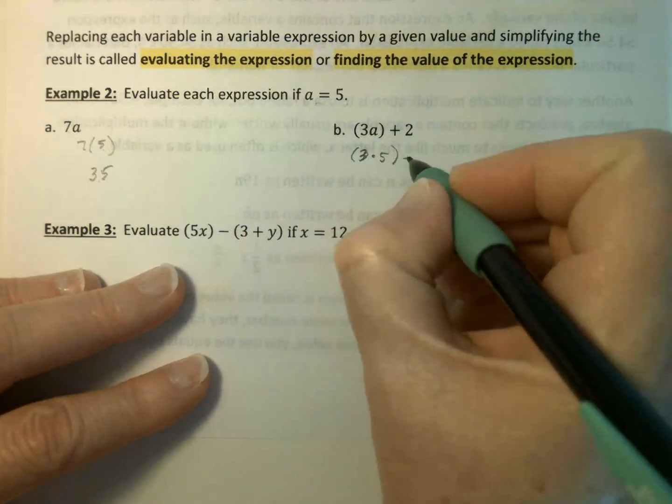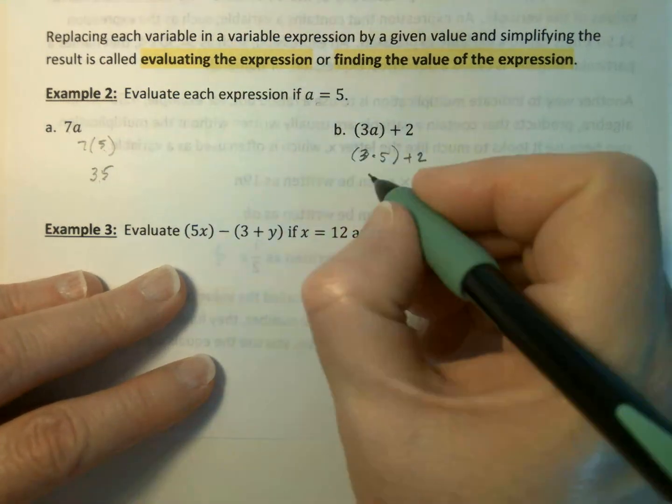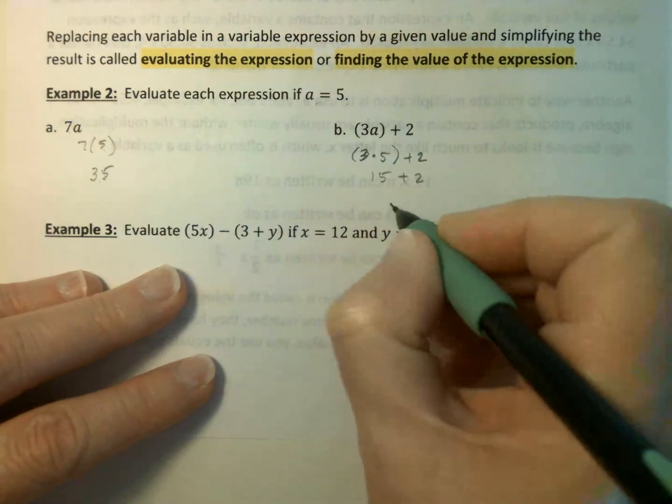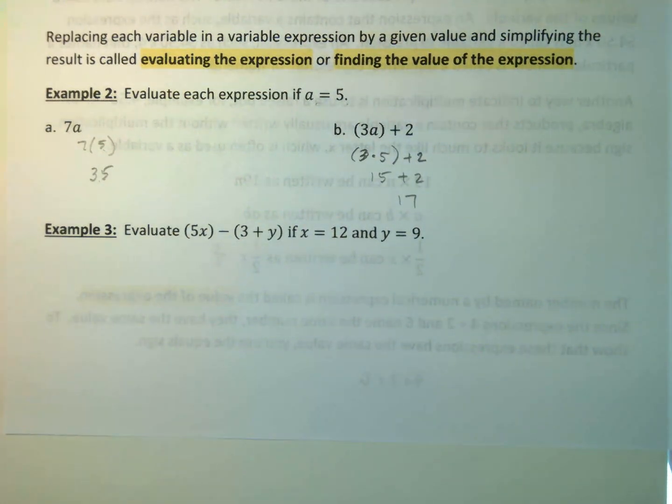So this will be 3 times 5 plus 2. I do my parentheses first. So 3 times 5 is 15. And then 15 plus 2 is 17. So 17 is the value of the expression 3a plus 2 when a is equal to 5.